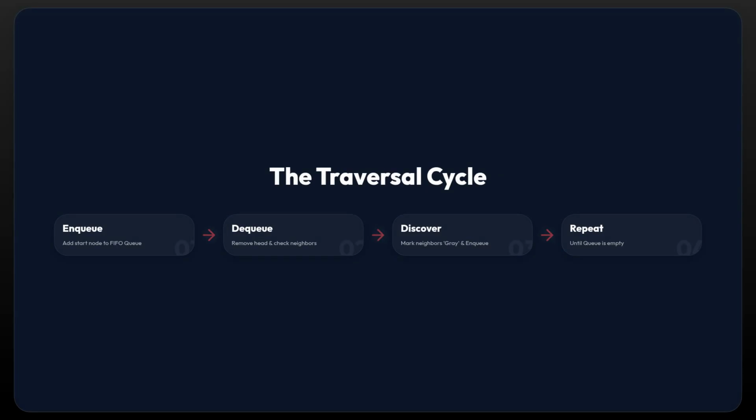The mechanics rely on a queue, a first-in, first-out structure. We start by enqueuing the source node. Then we enter a loop. We dequeue the current node, look at its neighbors, and if they haven't been seen before, we discover them by marking them as gray, meaning visited, and adding them to the queue. This cycle repeats until the queue is empty. This rigid ordering guarantees we never process a node at distance k plus 1 before finishing distance k.